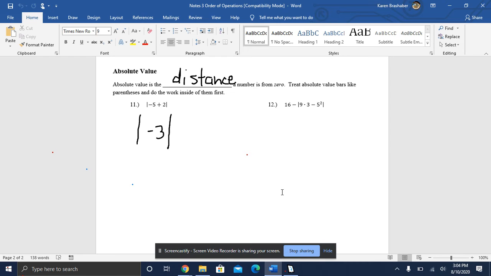However, that -3 is inside of absolute value. So you have to think, how far is -3 from 0? Well, it's 3 units away, and that means our answer is +3.